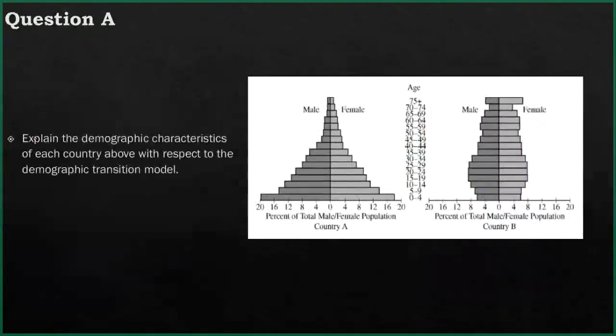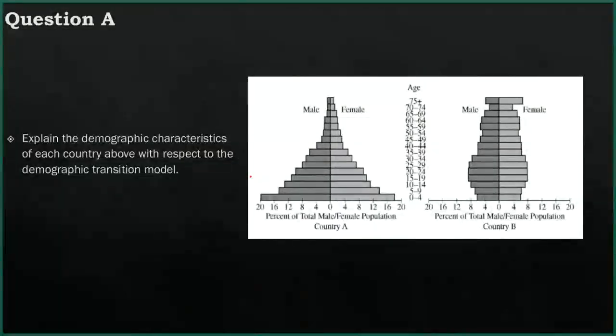So question A. Question A is to explain the demographic characteristics of each country above, or in our case, to the right, with respect to the demographic transition model. Does everybody here remember how many stages are in the demographic transition model? 5. There are 5 stages, yes. Are there many countries that are in stage 1? No. There are actually no full countries that are completely stage 1. Maybe regions of a country you can classify as a stage 1, but no full country in this world today is a stage 1 anymore.